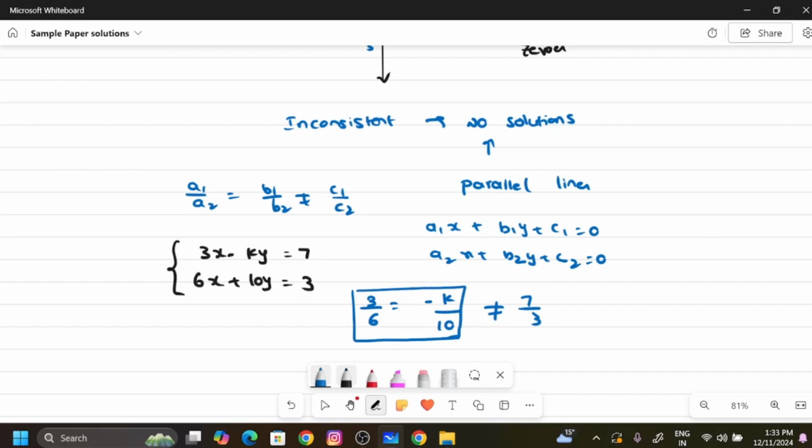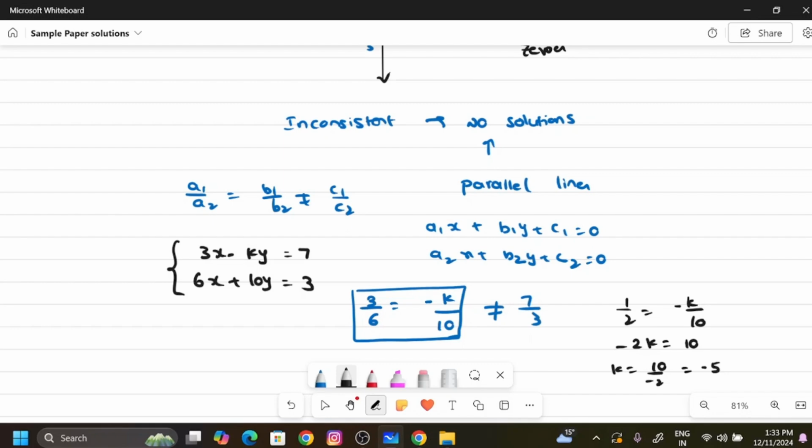So equate these two. 3 by 6, 1 by 2 is equal to minus k by 10, minus k is equal to 5, or you can cross multiply. Minus 2k is equal to 10, k is equal to 10 by minus 2, which is minus 5. So our answer is k is equal to minus 5.